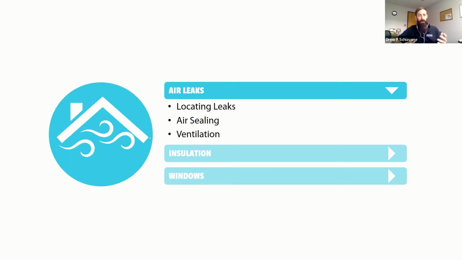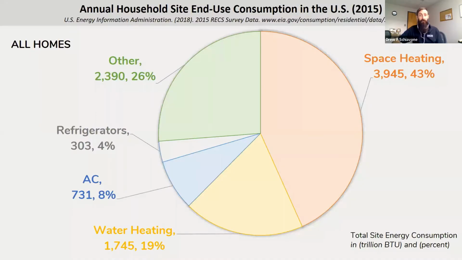And so we're going to look at a couple things here. We're going to look at where we find leaks and how we find them. And we're going to look at how to seal those leaks up. And then we'll look at ventilation as well. Ventilation is kind of the flip side of that, and how well you get air circulating through your home. And so we'll see how all those tie together.